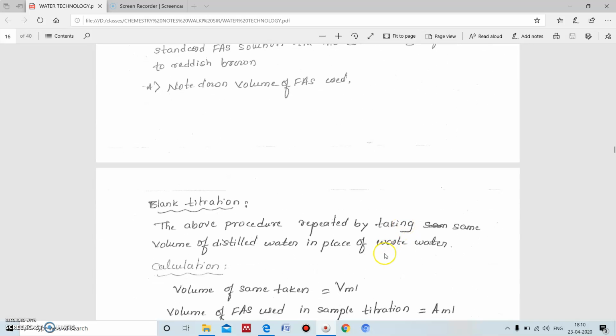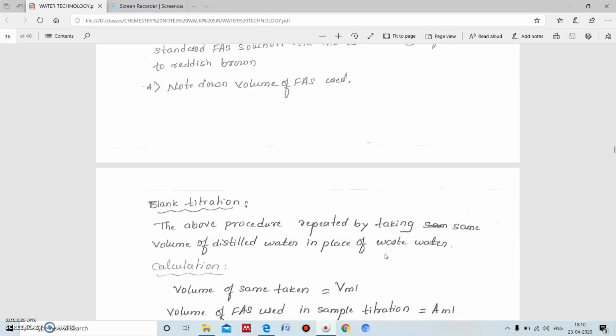Then we are going for the blank titration. During the blank titration, the same procedure is followed as in the sample titration. But one thing is different. Here, instead of taking the wastewater sample, in the blank titration we are going to take the same amount of distilled water in the place of wastewater sample.